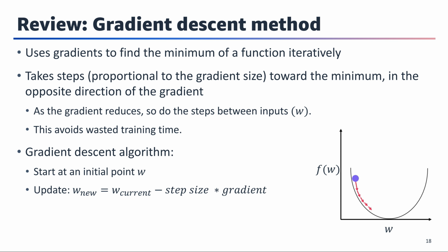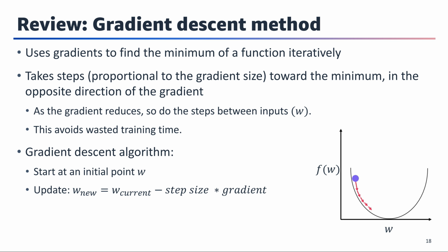Specifically, you take steps that are proportional to the gradient size toward the minimum, in the opposite direction of the gradient. Gradient descent algorithm, from any initial point W, presumably not at the minimum so the gradient isn't zero, move toward the minimum. Update the W by small or large steps in the opposite direction of the gradient.